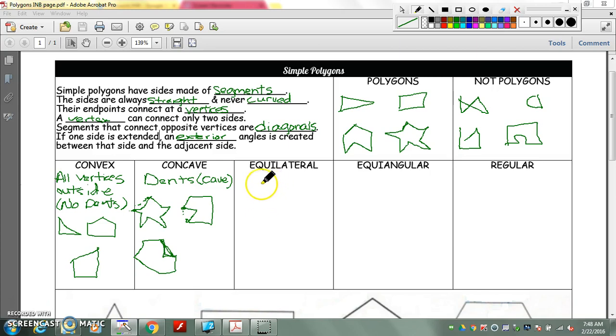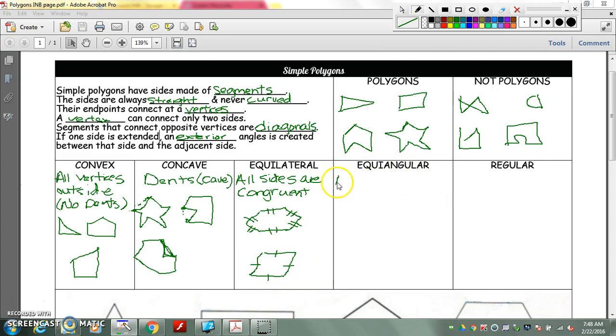Equilateral is all sides are congruent. We're familiar with this term. We'll add all sides are congruent. Your sides, those are congruent. These markings indicate congruency, that they are all the same length. And we have our rhombus. That would also be considered equilateral.